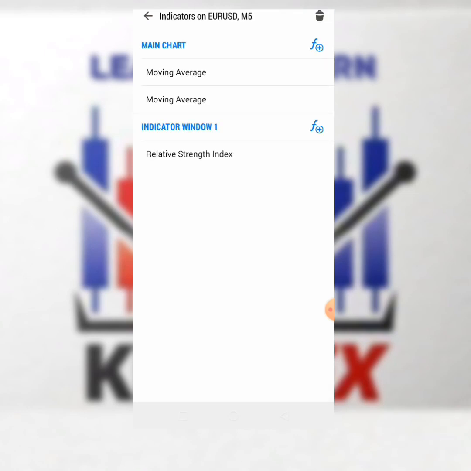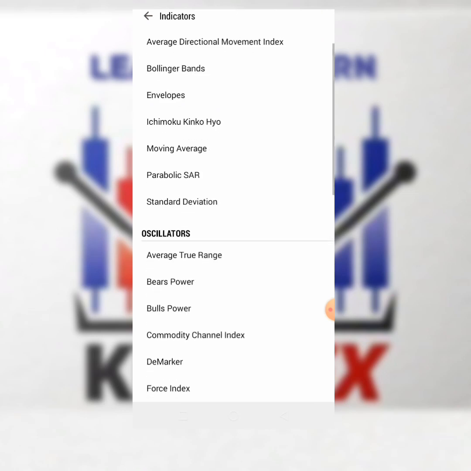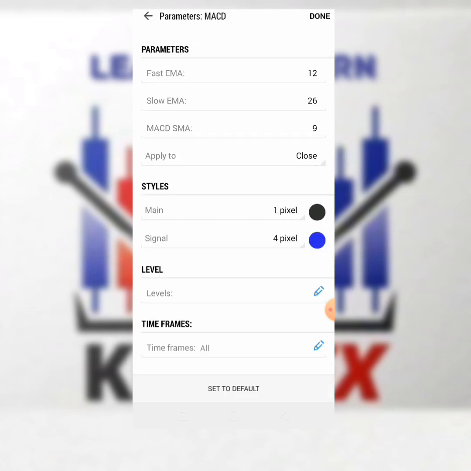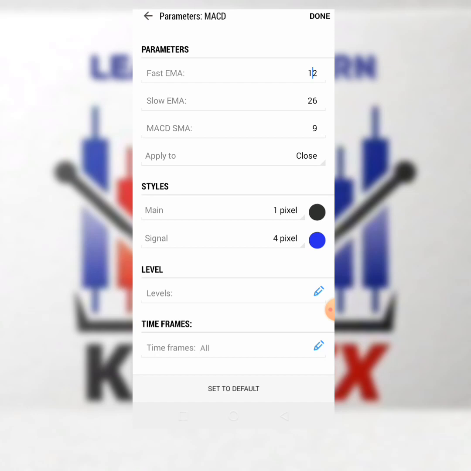In indicator window 1, we'll click on the F icon and add another indicator called MACD. This is the best indicator you will ever see in Meta 4 or Meta 5. It's the best in the world, seriously. It predicts, it tells, it indicates, and without you giving yourself stress. To me, this is the best. So you leave it the way it is on your screen. Fast EMA 12, slow EMA 26, signal SMA 9, apply to close. Main is 1 pixel color black and the signal is 4 pixel color blue, and you are done.